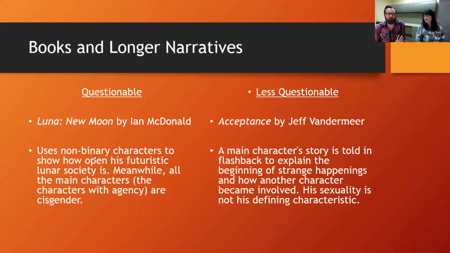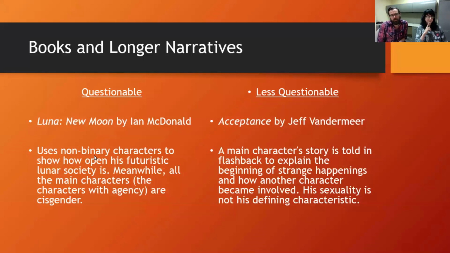So for example, a book that I just read, Luna: New Moon, it's questionable. I use the word questionable. I don't know if I like that word. I liked this book. I thought it represented people quite well. It's about the moon, and about these companies that run the moon and mine the moon, and they're all families, and it's talking about their interrelationships.